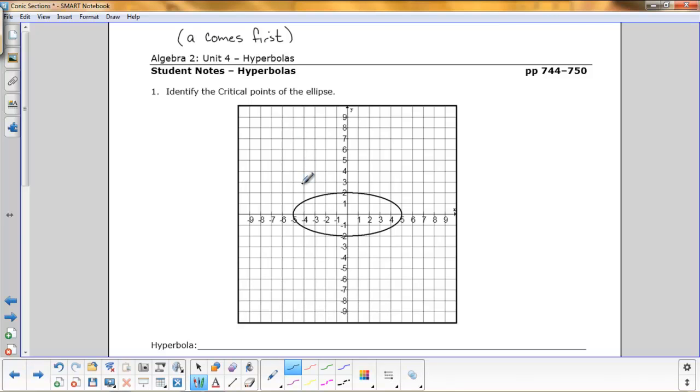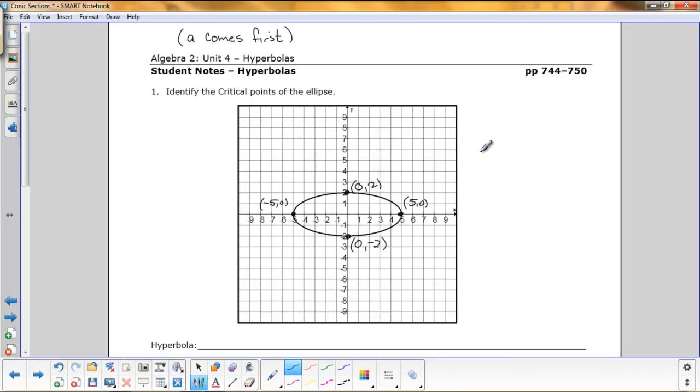As I mentioned in the hyperbolas notes, a hyperbola is an ellipse that is simply turned inside out. So there are some very similar characteristics to hyperbolas and ellipses. We'll go ahead and identify the vertices at 5, 0 and negative 5, 0, and the co-vertices along the minor axis at 0, 2 and 0, negative 2.